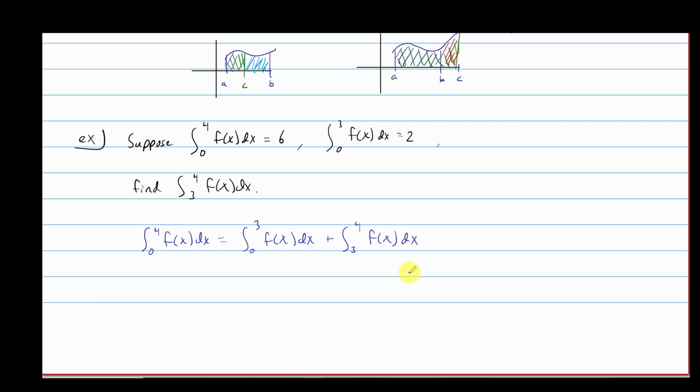Now I'm going to substitute in the values that I know. The integral from 0 to 4 of f of x dx we were given as 6. The integral from 0 to 3 of f of x dx we were given as 2. And then this is the piece that we want to find, the integral from 3 to 4 of f of x dx. So if I just subtract 2 on both sides, then I find that the integral I'm looking for, the integral from 3 to 4 of f of x dx, is just equal to 4.